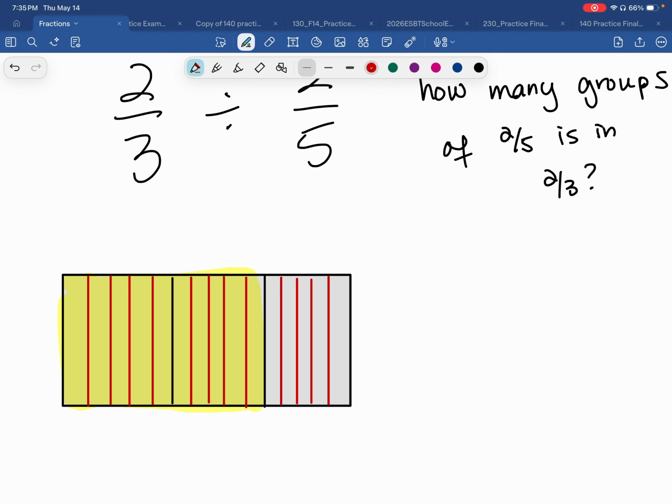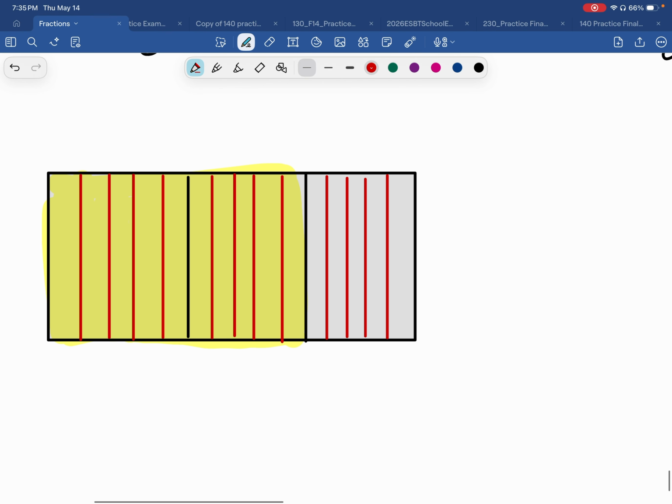Now, we're looking for groups of 2/5. Okay, I now have 1, 2, 3, 4, 5, 6, 7, 8, 9, 10, 11, 12, 13, 14, 15 pieces. Okay, so if that's 15 pieces, then I need to know what 2/5 of those 15 pieces are. If I took 15 things and divide them into 5 equal groups, there's 3 in a group. Okay, and I need 2 of those. So that's 6 pieces. So 1, 2, 3, 4, 5, 6. This is a 2/5.